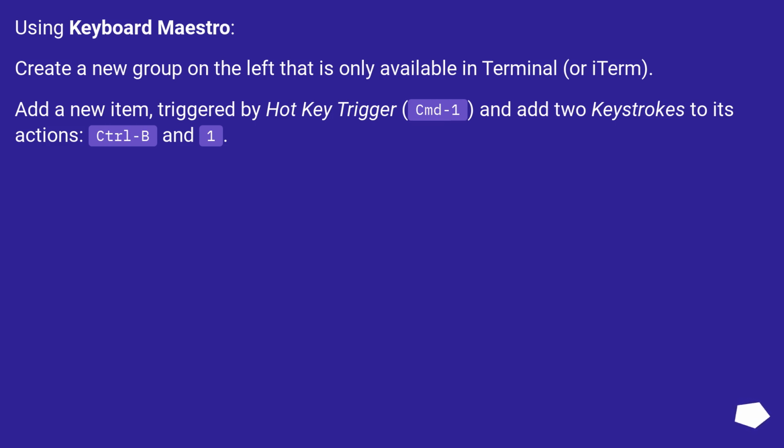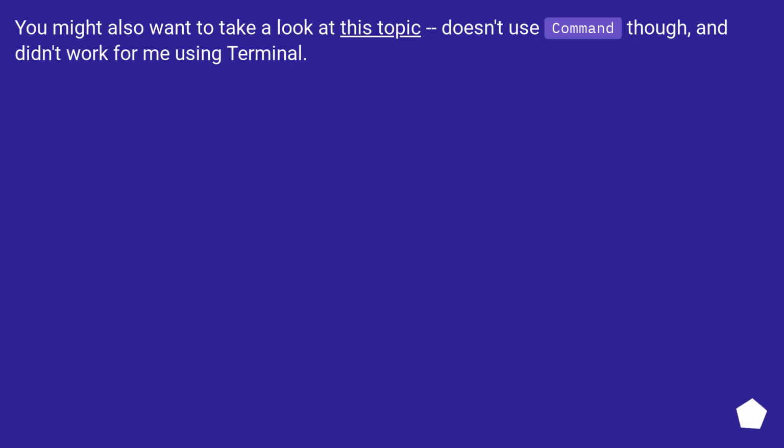Using Keyboard Maestro, create a new group on the left that is only available in Terminal, or iTerm. Add a new item, triggered by hotkey trigger CMD-1, and add 2 keystrokes to its actions, Ctrl-B and 1. You might also want to take a look at this topic. Doesn't use command though, and didn't work for me using Terminal.